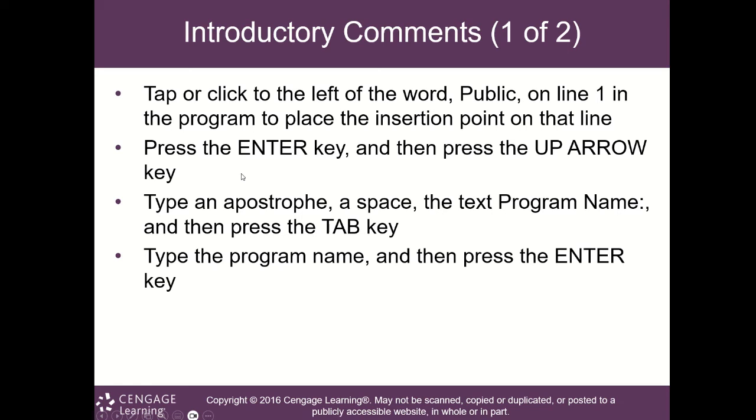So tap or click the left of the word public on line 1 in the program to place the insertion point on that line. Press the enter key and then press the up arrow key. Type an apostrophe, a space, the text program name, and then press the tab key. Type the program name and then press the enter key.